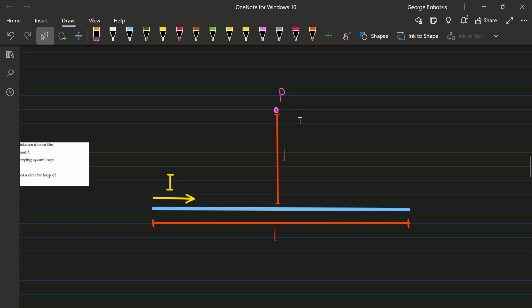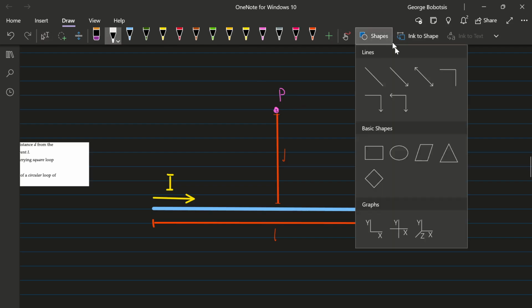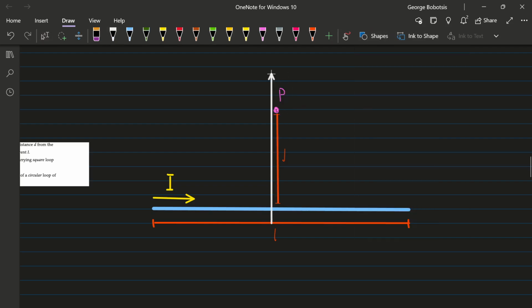Now, first things first, I need a coordinate system. Straight wires do well with Cartesians. Curved wires do well with polars, and so on. Cylinders do well with cylindricals. You get the point. So I'm going to choose to put Cartesians here, okay?